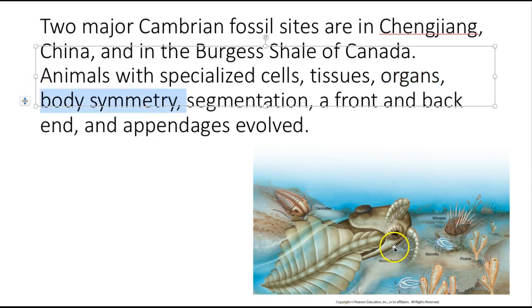The next one is body symmetry. Remember, this guy will be a bilateral organism, right? So body symmetry showed up within that period of time. Segmentation, you can see that in this picture as well, a front and a back end. The front end we'll call the anterior end of an animal, and then there's the posterior end of an animal, and appendages.